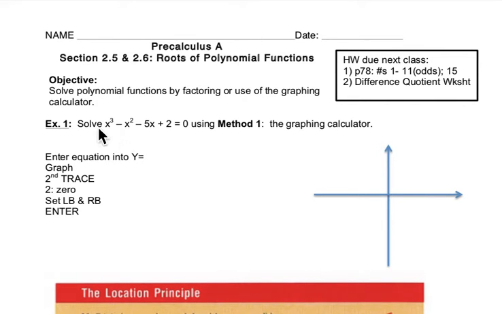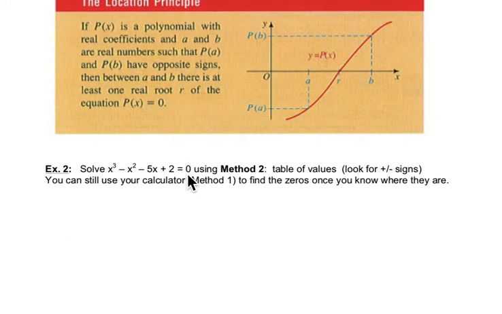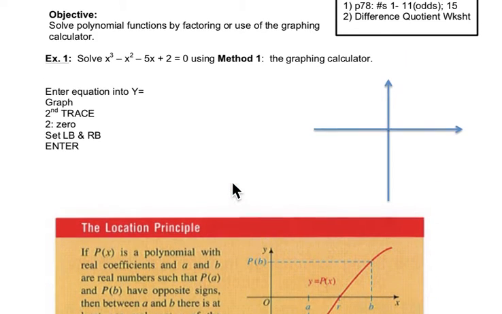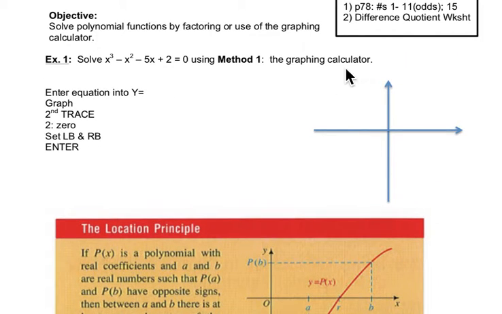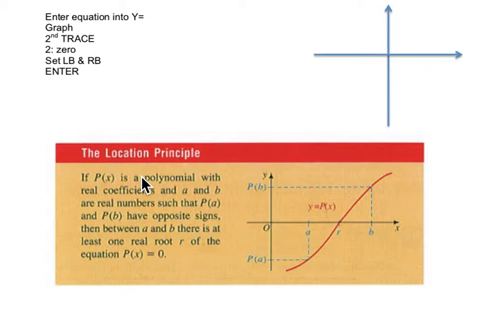Okay, example 1 is really asking you to solve the same exact equation that you're asked to solve in example 2. It's just using a different method. In example 1, we relied on the graphing calculator and we used the calculate functions and used the zero function of the calculator, setting a left bound and a right bound and letting the calculator do the work for us.